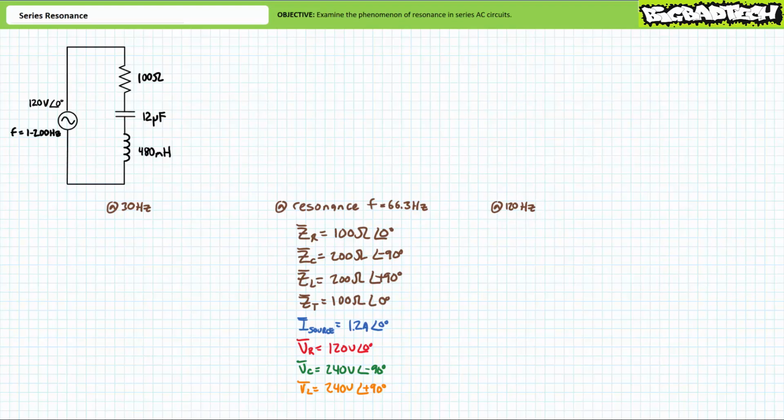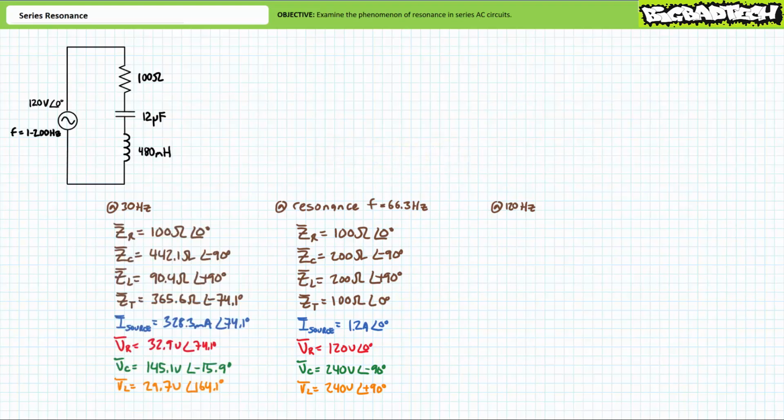As an exercise, I invite you, the viewer, to solve for the total impedance, the source current, and voltage across each component for these two scenarios. Given your previous experience with series AC circuit analysis, this should be the easiest of tasks. By all means, pause the lecture and try this on your own. If you're tracking, you should have obtained the following results.